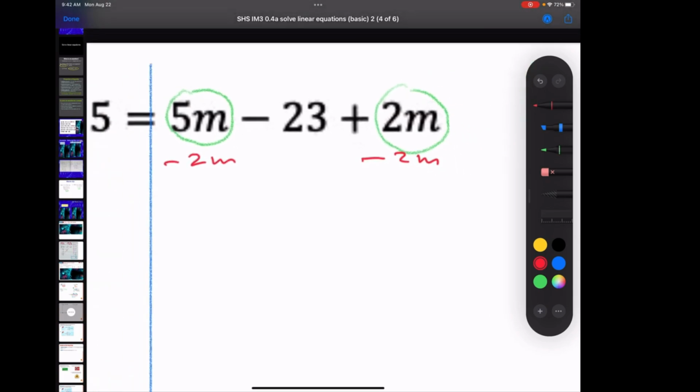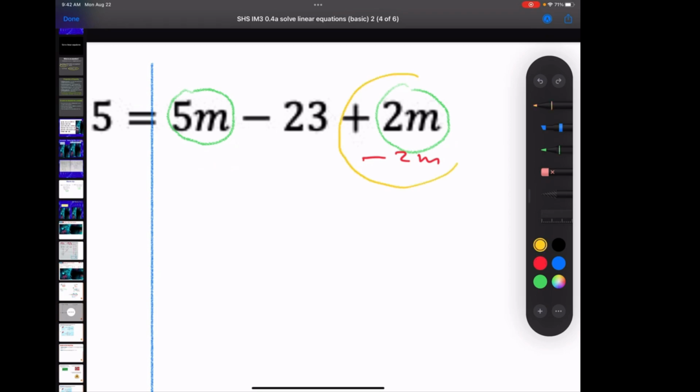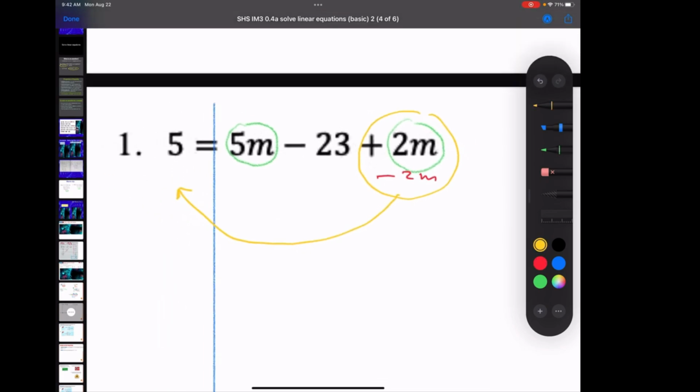Partner A, tell partner B why this is incorrect. Ready, set, go. This is incorrect because you're only doing opposites when you what? When you go across the equation sign, when you go across the river. Does that make sense? I just wanted to show you that because I've seen that multiple times.